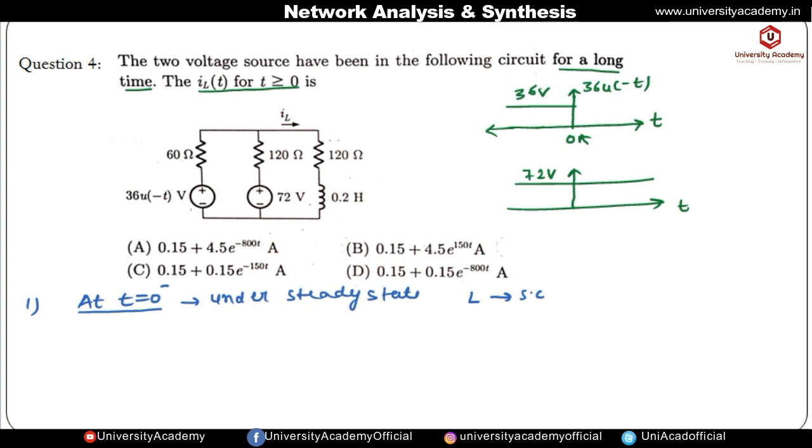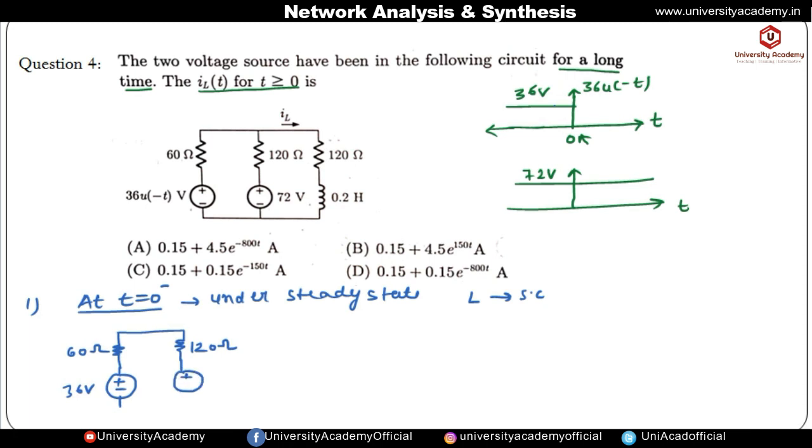Okay, now if we talk about the voltage source, for t equal to 0 negative, the value of this voltage source is 36 volt and this is 72 volt. It means both voltage sources are present in the circuit. So let me draw. This is 60 ohm, and this voltage source is 36 volt for t less than 0, and this is 120 ohm.